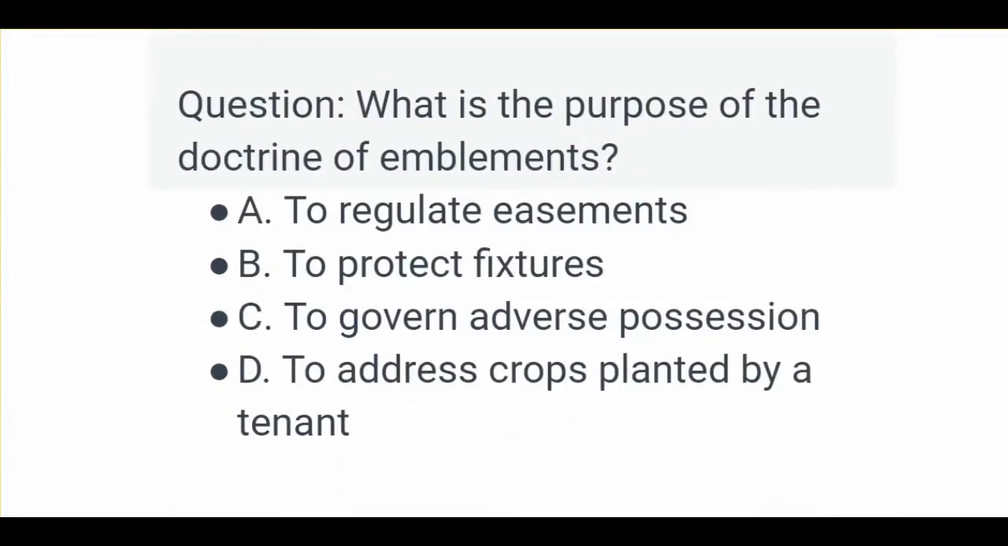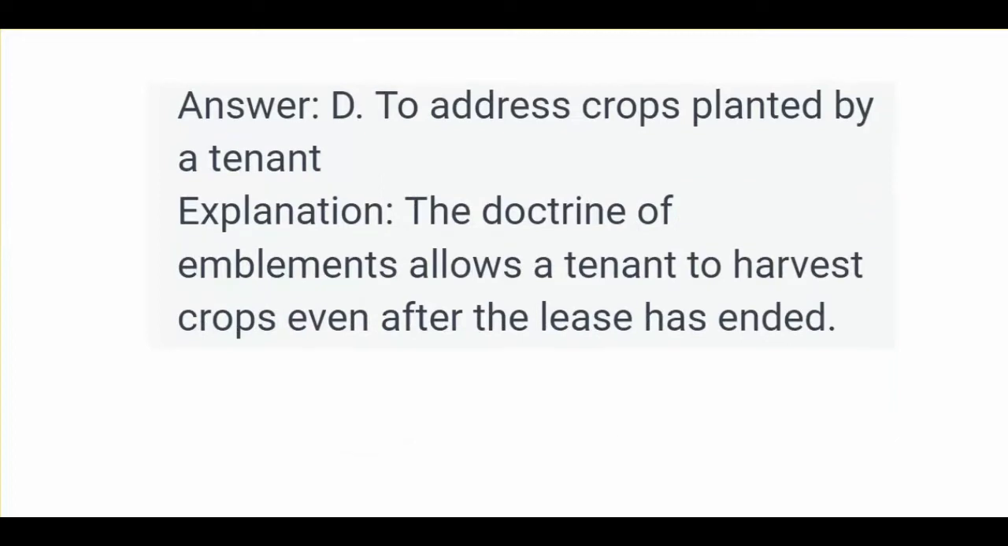What is the purpose of the doctrine of emblements? A, to regulate easements. B, to protect fixtures. C, to govern adverse possession. D, to address crops planted by a tenant. D, to address crops planted by a tenant. The doctrine of emblements allows a tenant to harvest crops even after the lease has ended.